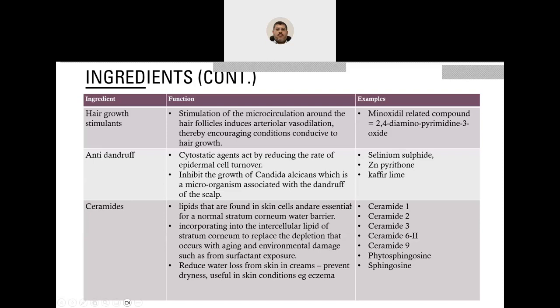Okay. There are different types of ceramides. We call them ceramide 1, 2, 6, 9, and phytosphingosine and sphingosine. Okay. Here we can have a 5 minutes break, and then we continue the second part of the lecture.